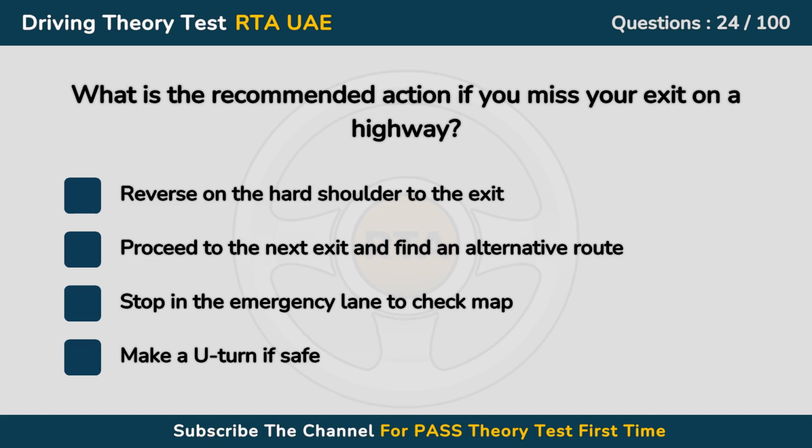Question 24. What is the recommended action if you miss your exit on a highway? A. Reverse on the hard shoulder to the exit. B. Proceed to the next exit and find an alternative route. C. Stop in the emergency lane to check the map. D. Make a U-turn if safe.